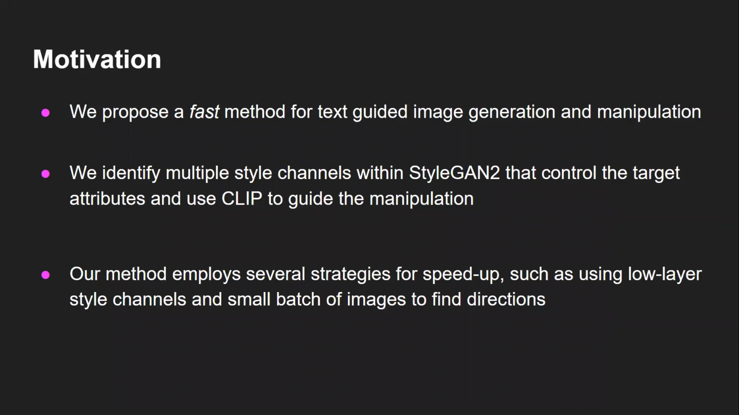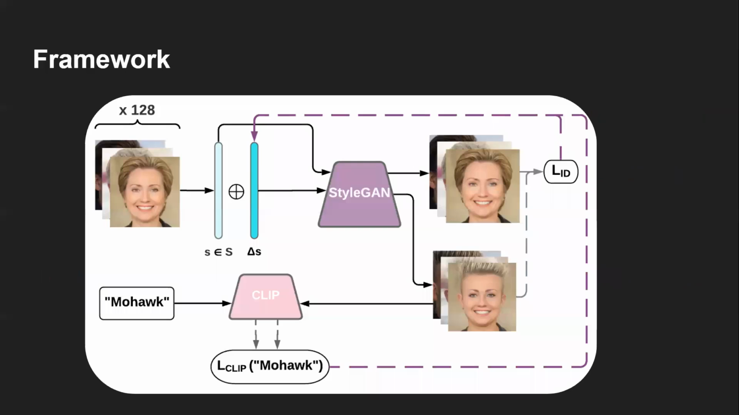Our motivations are as follows. With our method, we enable fast text-guided image generation and manipulation with any pre-trained StyleGAN2 model. Unlike previous methods, we find stable and global manipulation directions in a few seconds. Our purpose is to find multiple style channels that control the attributes specified in input text and use CLIP to guide the manipulation. We also employ several strategies to speed up the process, which we discuss next.